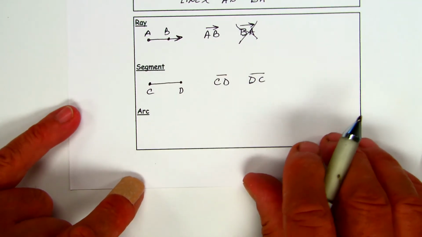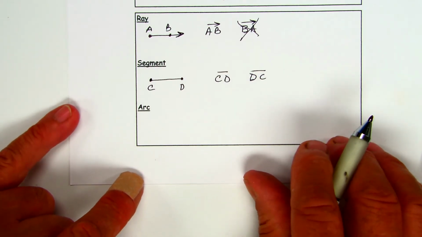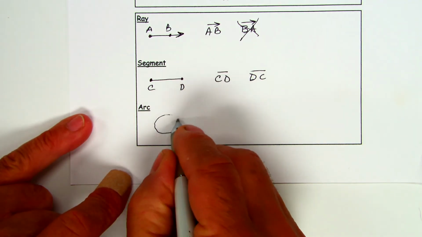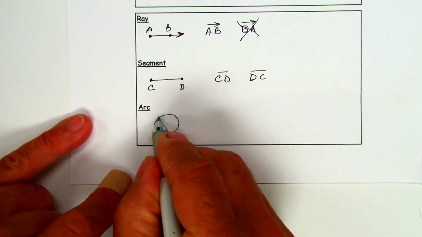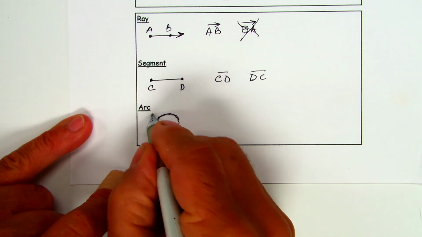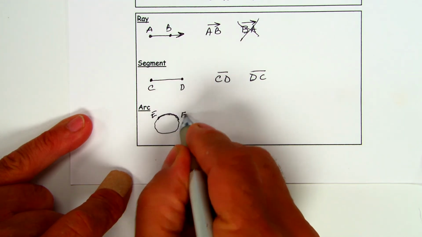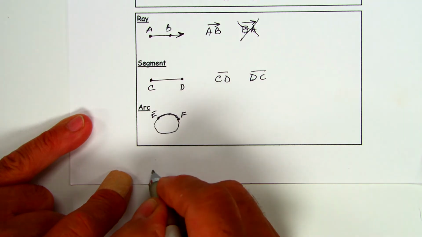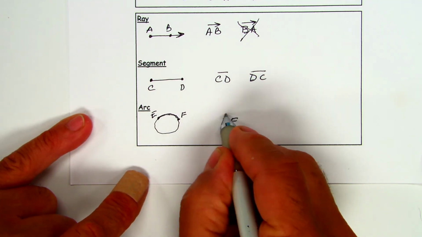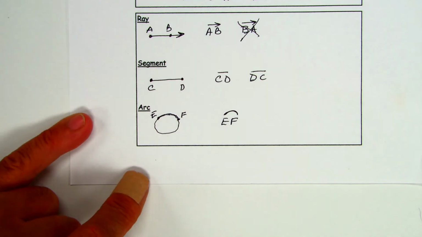And then an arc, we'll talk a lot about arcs. If we have a circle and we have an arc like this, we could say this is EF. So that arc we would write in shorthand as arc EF with a curved hat on top of it. So that would be arc EF.